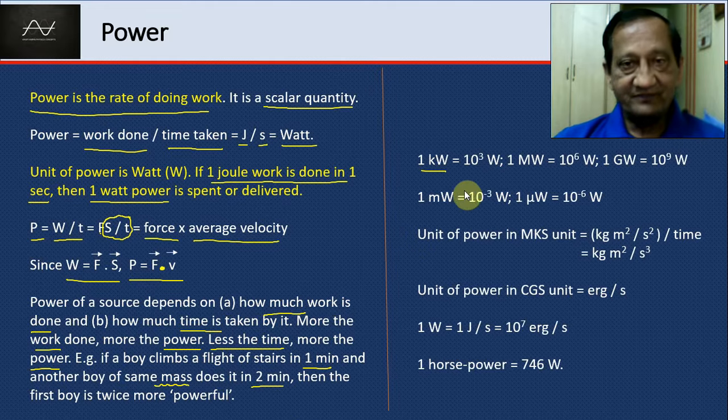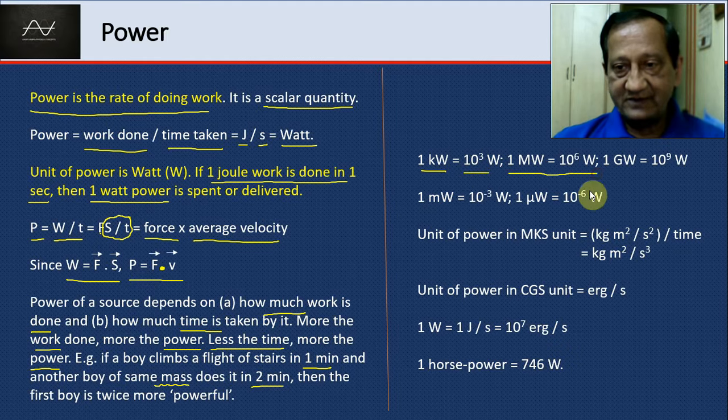1 kilowatt is 1000 watt, 10 to the power 3. 1 megawatt is 10 to the power 6, 1 gigawatt is 10 to the power 9, milliwatt is 10 to the power minus 3, microwatt is 10 to the power minus 6.